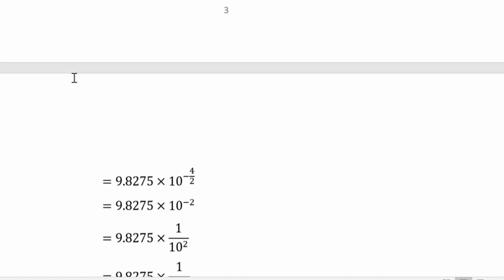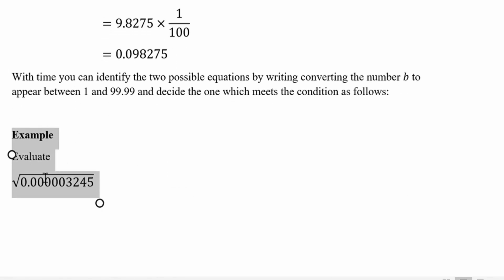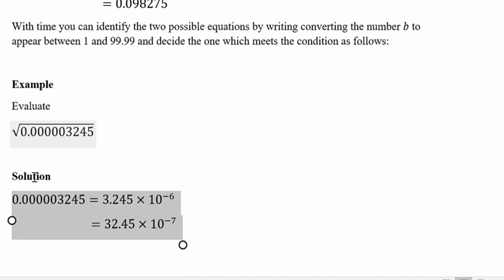So we have this example here. If we are to evaluate this, then how do we work that? Now, you realize that we have to move this decimal from here to here, or from here to here, for us to have this number meet the expectation for B. In other words, for it to be between 1 and 99.99. So that's why I've moved it in two instances. The first one is when I've moved the decimal from here to here, giving us 3.245. In so doing, how many numbers have we skipped? We have 1, 2, 3, 4, 5, 6 digits we have skipped.